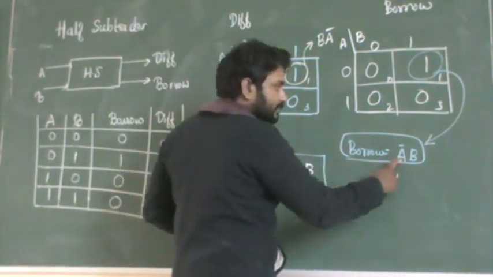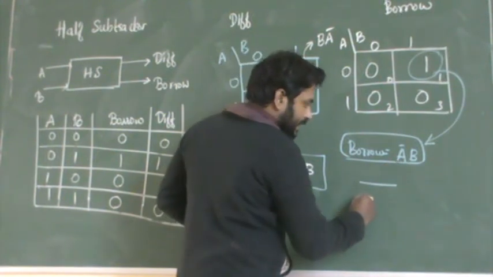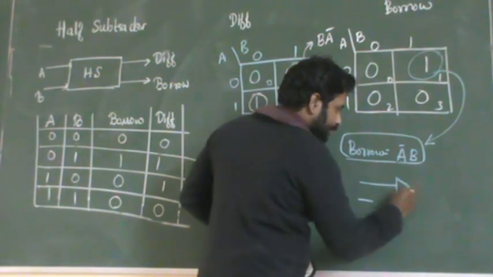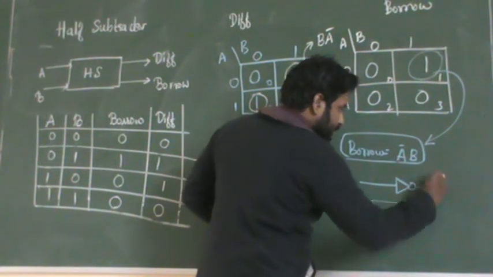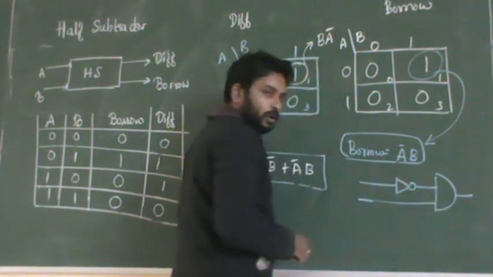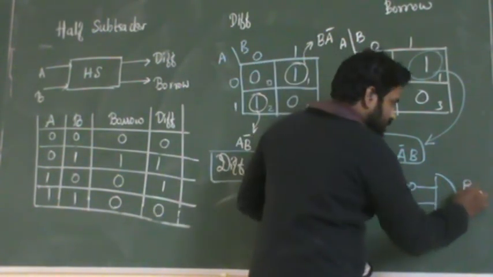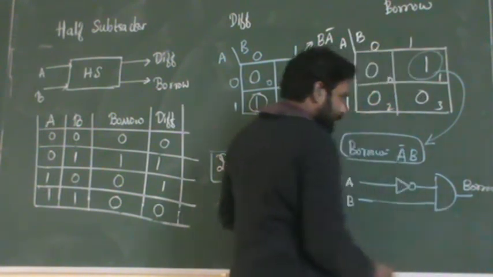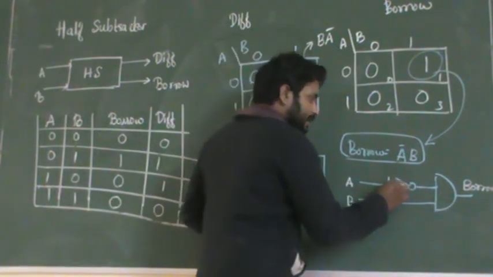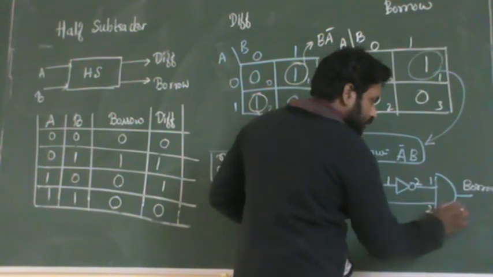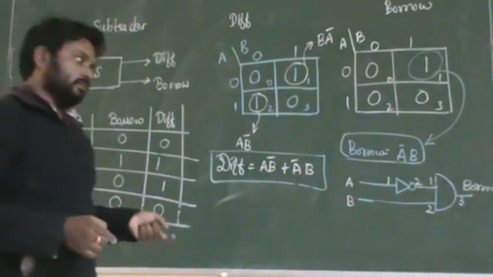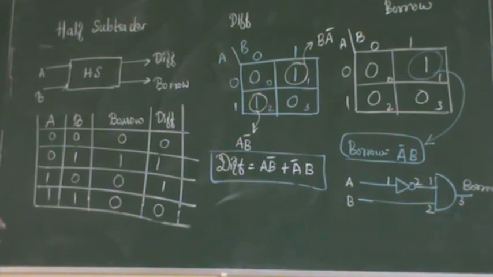Now what is the circuit diagram for this borrow? It is just an AND gate and one NOT gate. So this is your circuit diagram for borrow. What are the inputs that you have to give? A, B, and here you will get the borrow. What are the pin numbers? It is simple: 1, 2, and here 1, 2, 3. So these are the pin numbers for borrow. Keep all the circuits ready, so that we can easily implement the circuit in the lab.